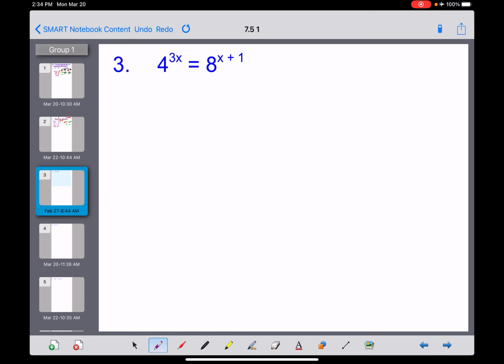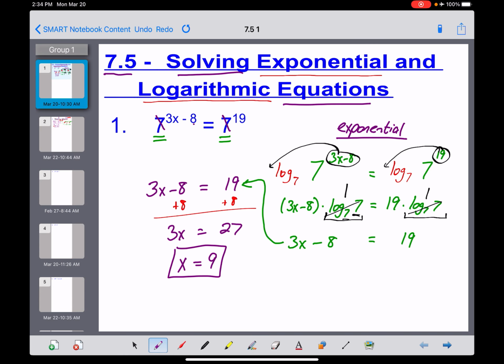Now, this looks more like example 1 we just did rather than example 2, but what made example 1 really easy is the fact that we had the same base on both sides. So we could just ignore the 7s and just say that the two powers had to be equal to each other. No such luck right here.